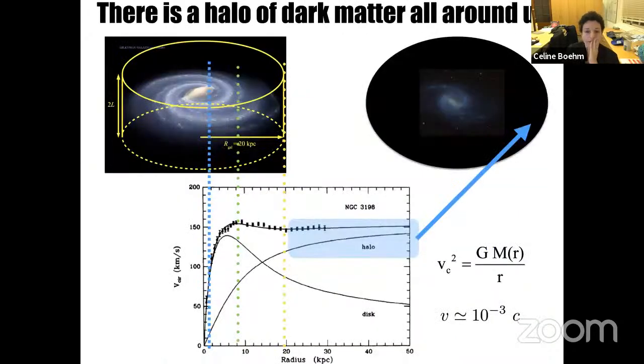So here is another explanation of what's going on. You have a visible galaxy. I'm sorry, I put it in a cylinder, but just for you to understand. It extends, in some cases, up to 20 kiloparsec. But what we understand now is that this visible galaxy is within something much bigger, a much bigger structure, which we call a dark halo.